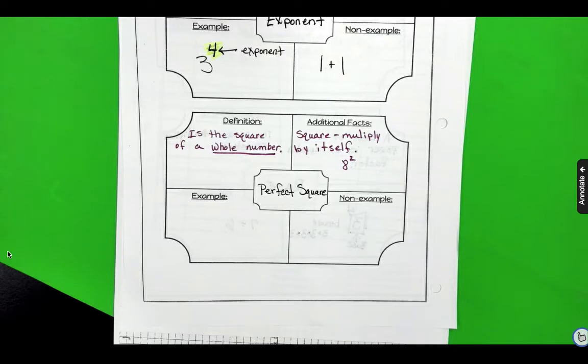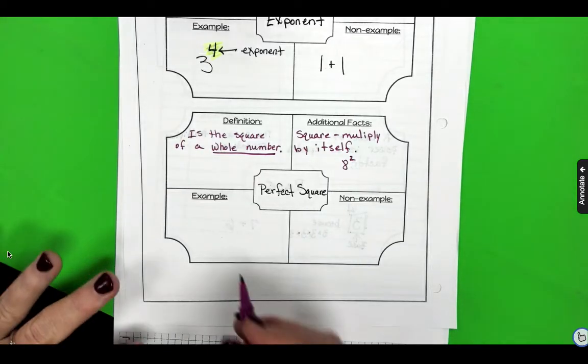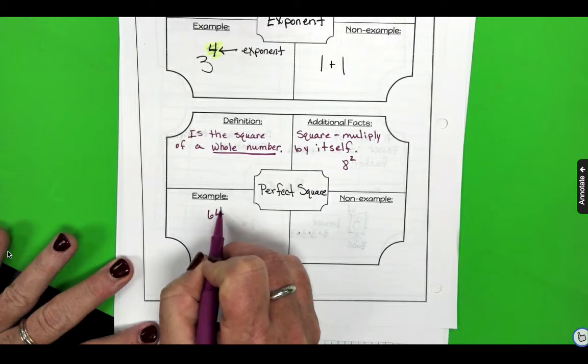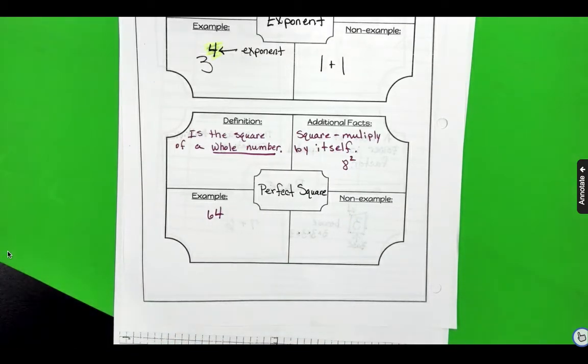Okay. What do we mean? What is the product of 8 squared? What's its product? 8 times 8. What is 8 times 8, Keegan? 64. So 64 is a perfect square.